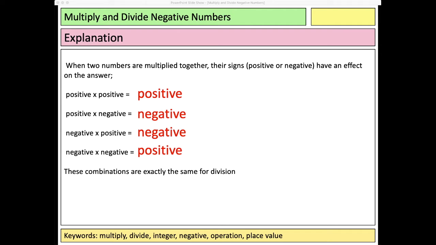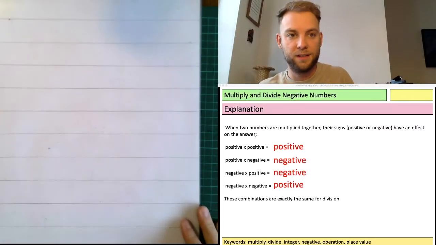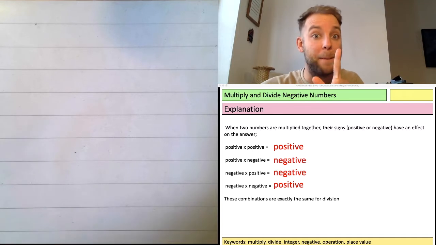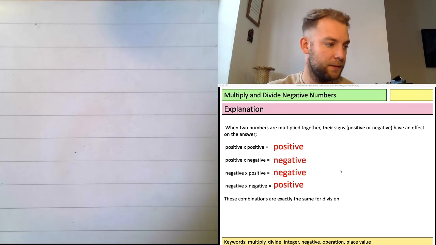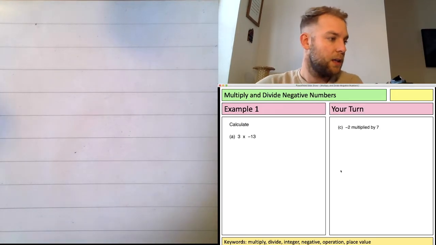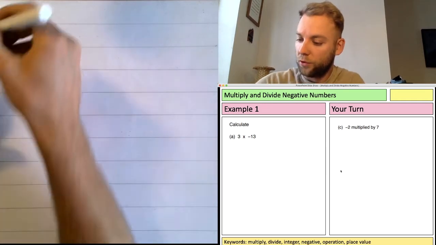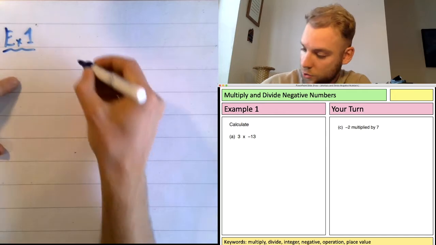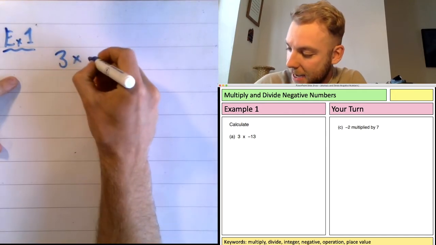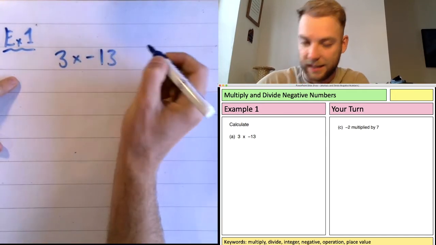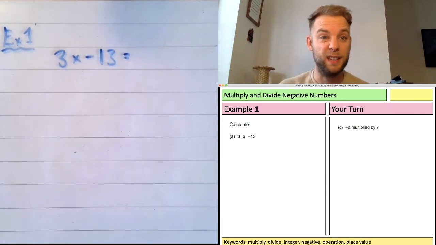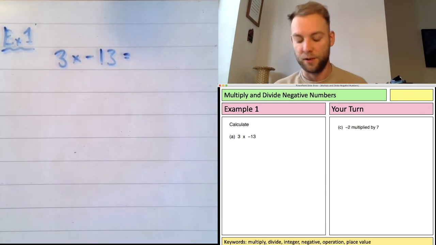So let's have a go at some of these together. It's nice and straightforward this now. As long as you know that pattern and understand those rules and remember them, this becomes really easy. Okay, so here we've got our first example. So example 1. So I've got 3 times by negative 13. Brilliant. So this is actually quite a tricky one, isn't it? It's a hard sum, 3 times by negative 13.